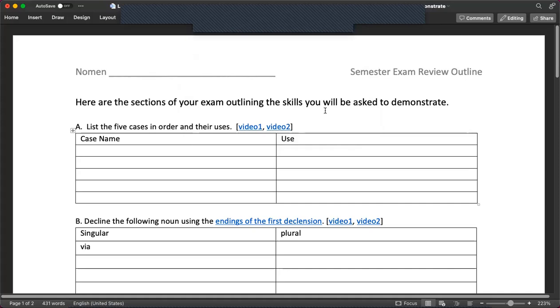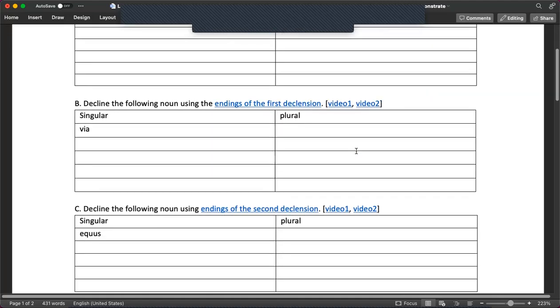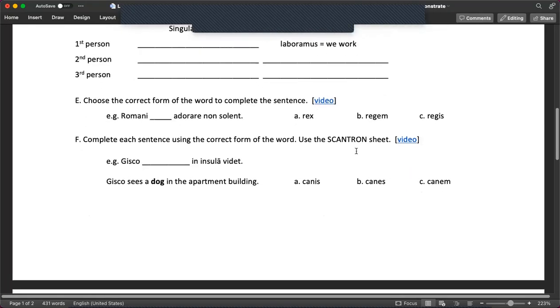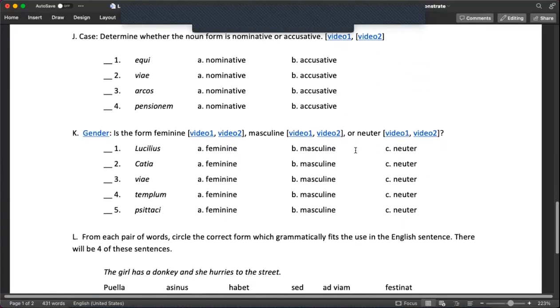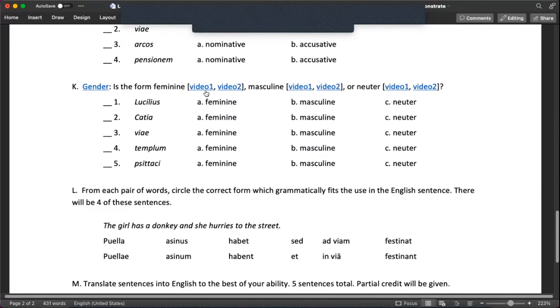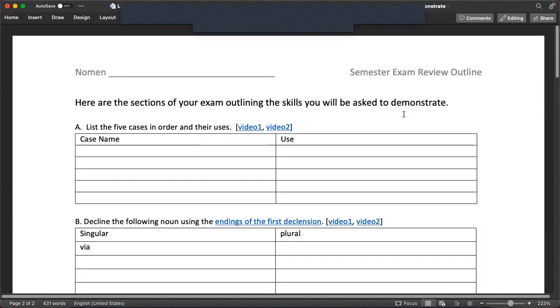How's it going, everybody? I am going to take you through this semester exam review outline, and I'm going to give you some tips for how to study for this exam. What I've done is I've taken the directions from each section of your exam, I've put them on this sheet for you, and then I've also put links to videos that you can go and watch for a little refresher course to review and to get some really good tips on how to pick the right answers.